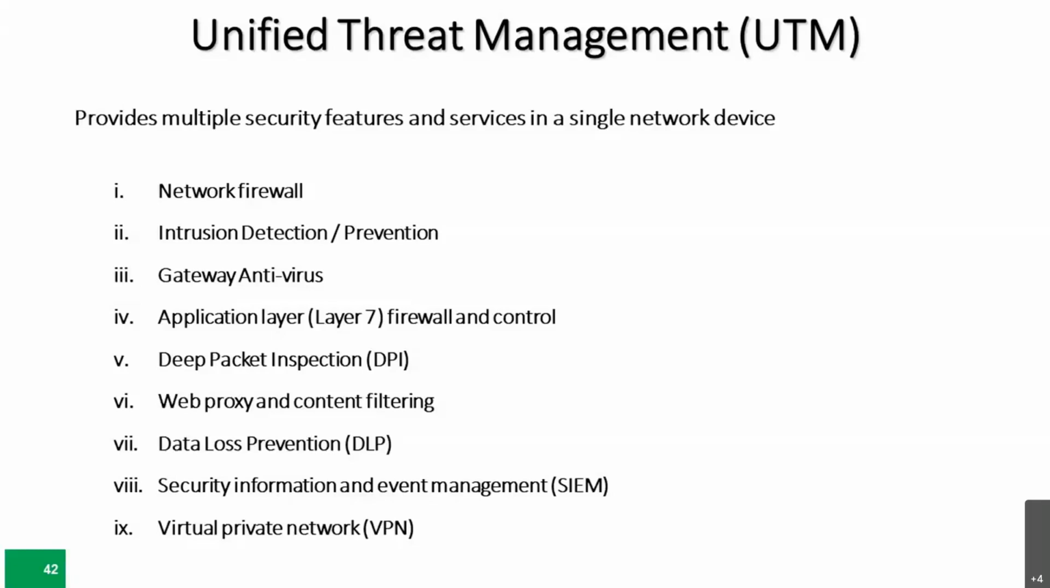There are several functionalities provided by the UTM: network firewall, IPS, intrusion detection and prevention, gateway antivirus, application level firewall and control, deep packet inspection, web proxy, content filtering, data loss prevention, security information and event management, and it also works as a VPN. So UTM provides multiple functionalities for perimeter level security.